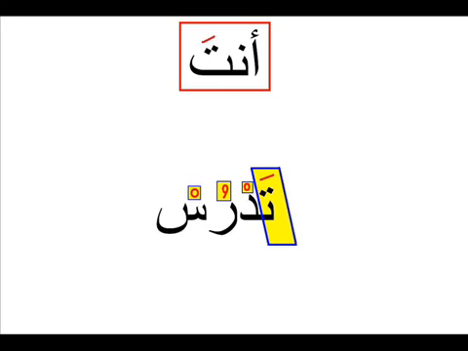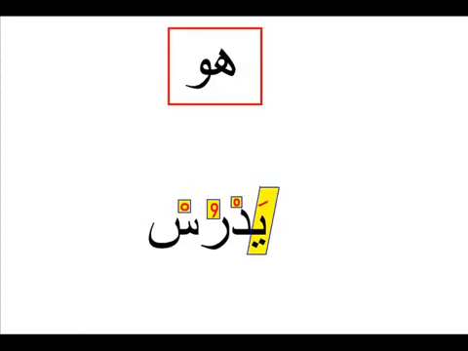For the feminine, we will add a suffix and a prefix and the marks, as you can see, and it will be anti taddarusin, and you will always keep the root as I explained. For the personal pronoun huwa, which is he, you don't have to conjugate it, because as you find it in the dictionary, it is conjugated as this person.